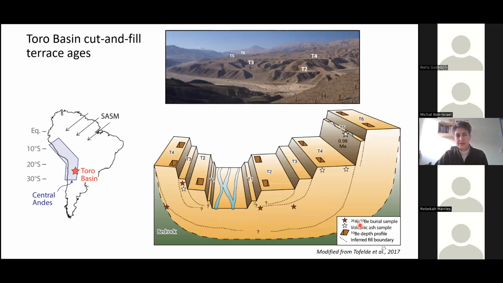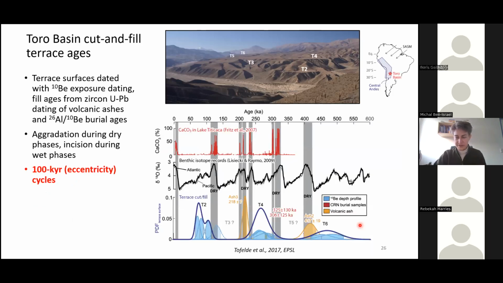Okay, so next I want to go to the Toro Basin, where Steffi Tofelde did more of her PhD work. She dated a number of these beautiful terrace surfaces using a combination of beryllium-10 depth profiles and the different terrace surfaces. She also found a couple ashes and did some beryllium-10 and aluminum-26 burial dating. So we'll jump to her results, which you can see down below.